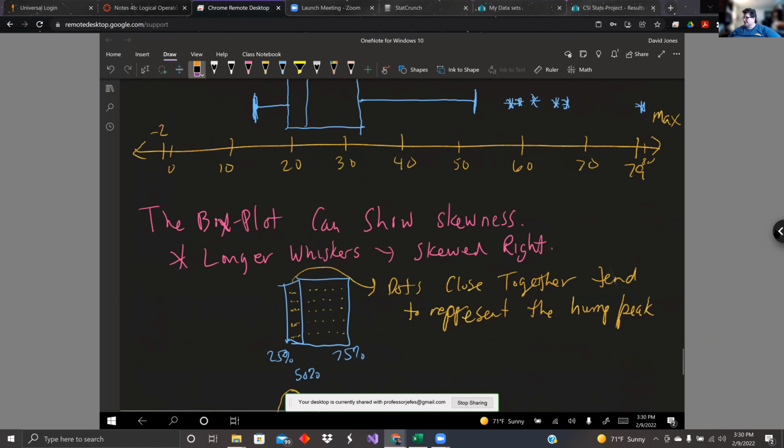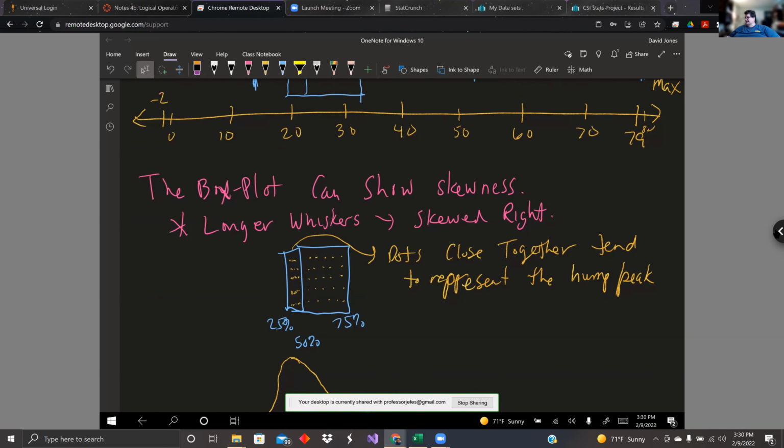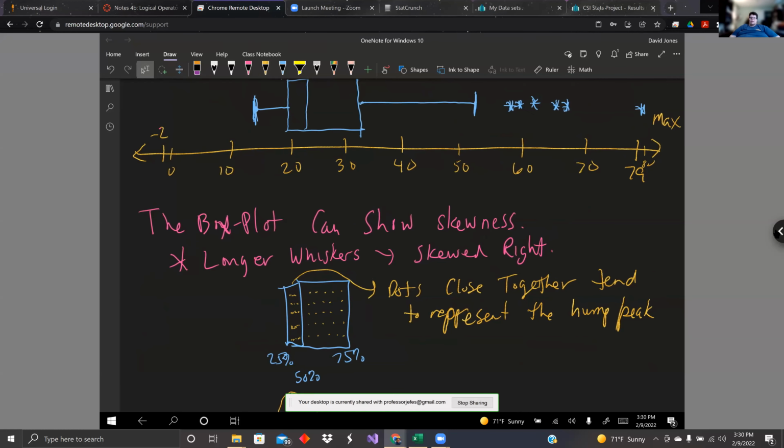The box plot can show skewness. Longer whiskers indicate skewedness, like the right whisker here is much longer. The whisker is the thing that sticks out, kind of like a cat's face. The whiskers stick out like that. That's kind of the idea of a whisker. This one on the right is a lot longer, so it's skewed to the right. Also, how narrow the box is can show that a lot of data is packed up in one spot, which means there's going to be a hump there. So there's going to be a hump on the left side of the graph that's not really centered very well, which means the hump is on the left, so it's skewed right.